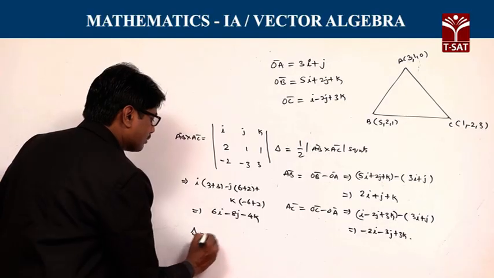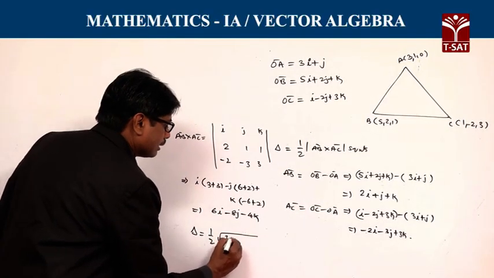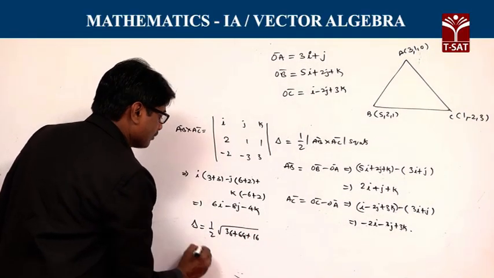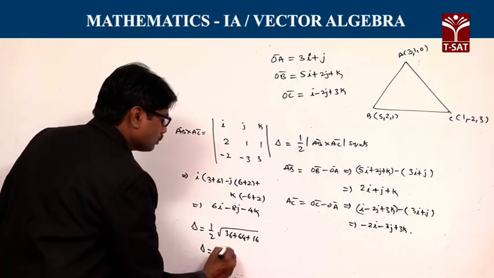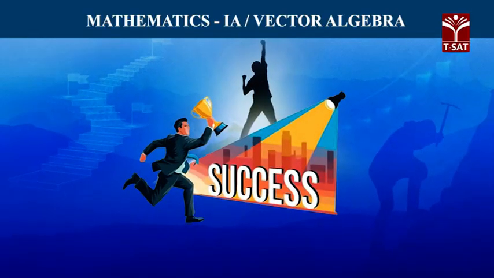So delta is equal to 1/2 times mod of AB cross AC, that is the square root of 36 plus 64 plus 16, which is equal to delta is root of 116 by 2 square units.